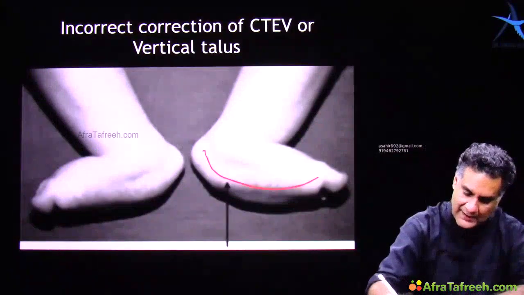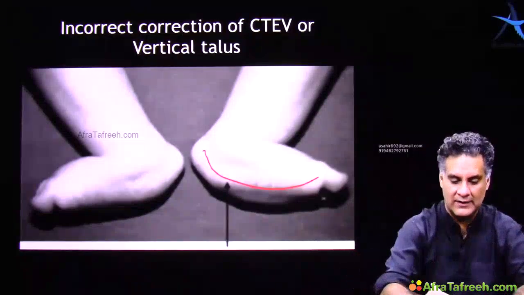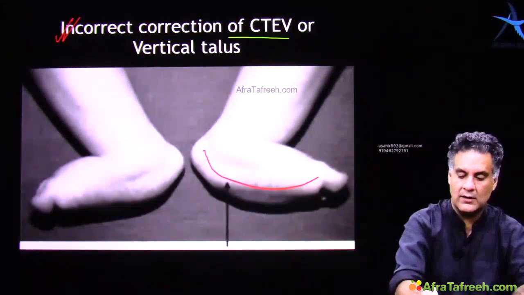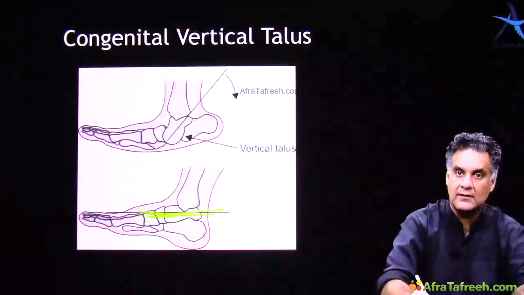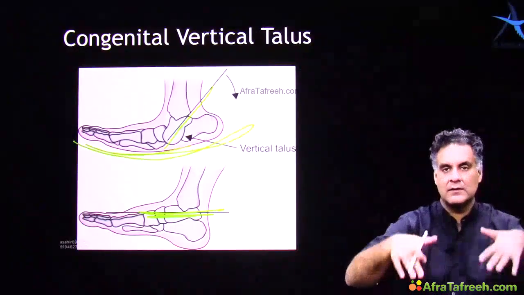And this is a rocker bottom foot. The foot of the child is like a rocker bottom. It's a toy, and it can occur because of incorrect correction of CTEV. If you don't follow the correct order, or if the talus is vertical. Normally talus is horizontal, but if it's vertical, it can cause rocker bottom foot.